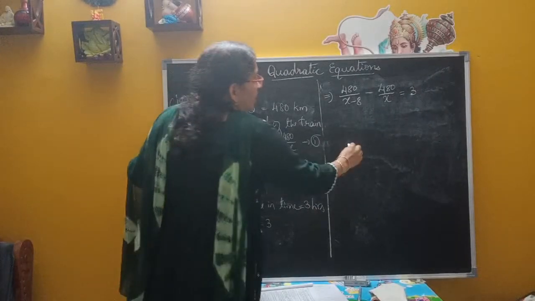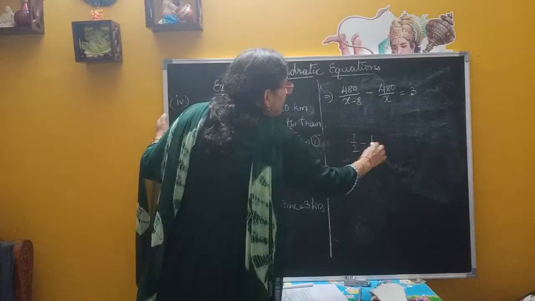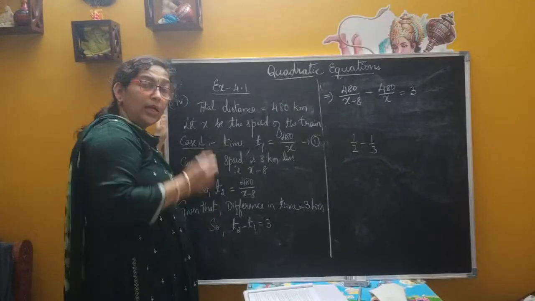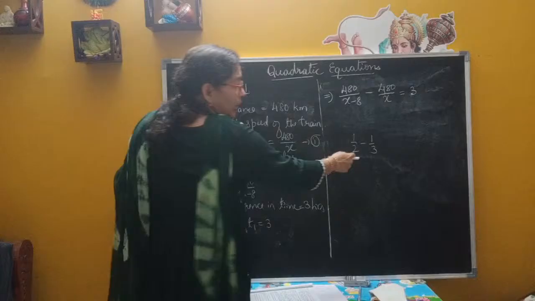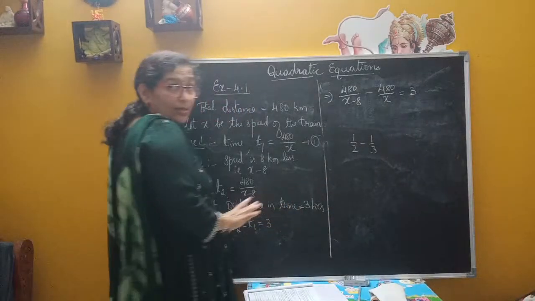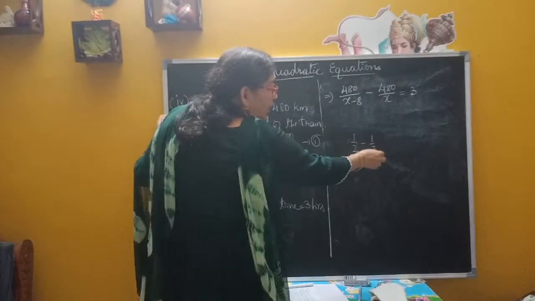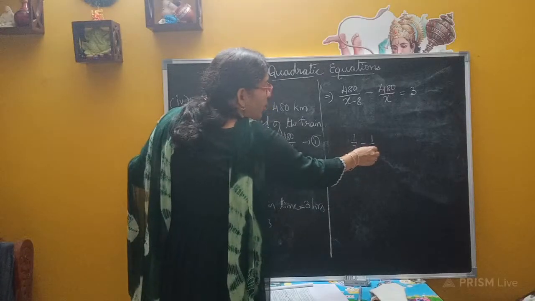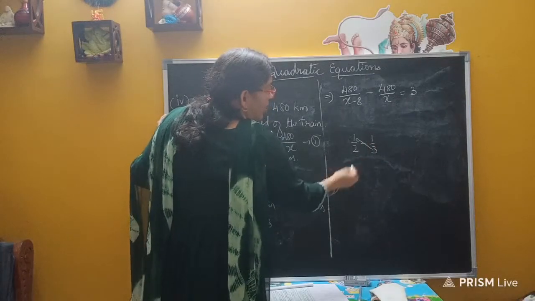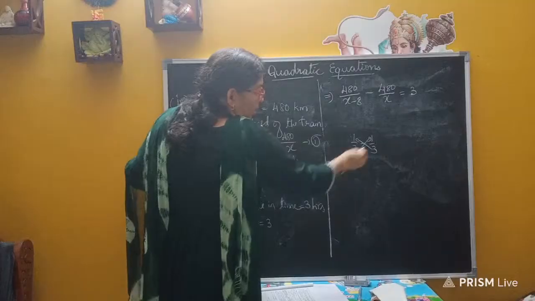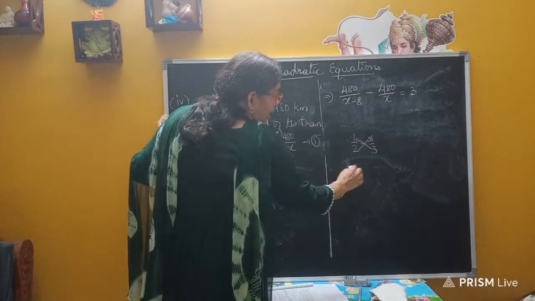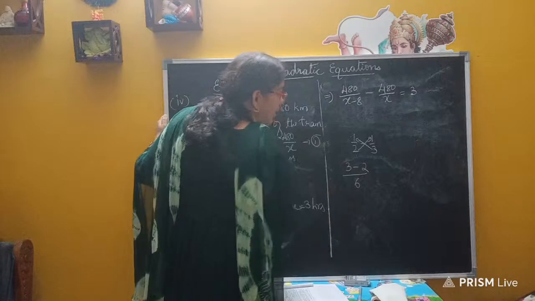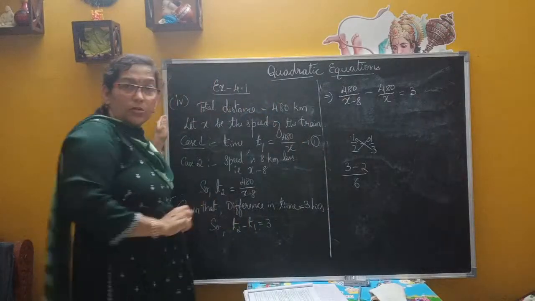Suppose you have 1/2 minus 1/3. When subtracting, what do you do? We will take the LCM, isn't it? To get a common denominator we take the LCM. What is the LCM of 2 and 3? Since both are prime numbers, 2 into 3, 6 is the LCM. Then multiply this with 3 and this with 2. So we get 3 ones are 3 minus 2 ones are 2 by common denominator 6. Same thing we must do here also.